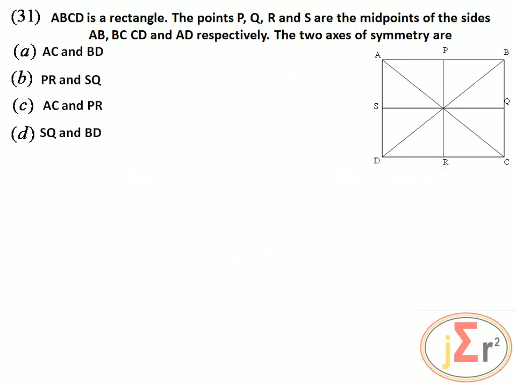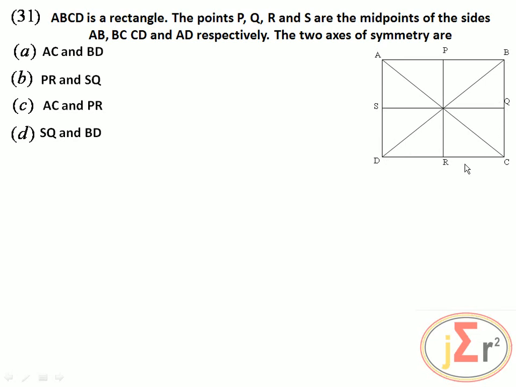The first problem. In this first problem, we have a rectangle ABCD. Also, we have each side of the rectangle being bisected, and the points of bisection are P, Q, R, and S. Of course, we have lines drawn: AC, BD, PR, and SQ.